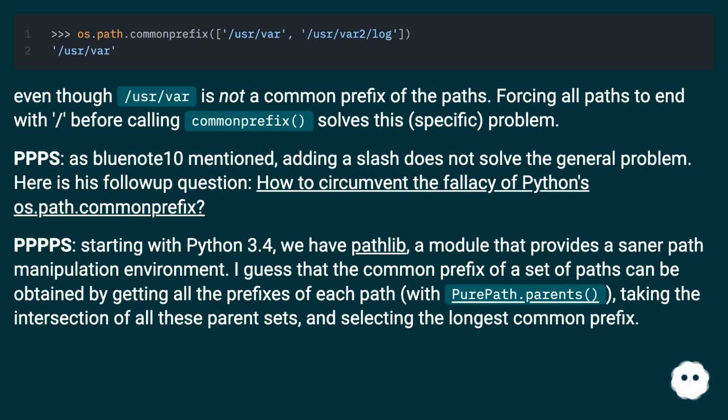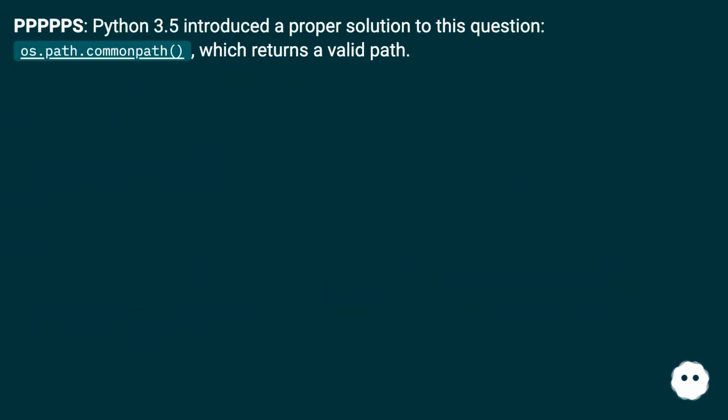PPPS, starting with Python 3.4, we have pathlib, a module that provides a saner path manipulation environment. I guess that the common prefix of a set of paths can be obtained by getting all the prefixes of each path with PurePath.parents, taking the intersection of all these parent sets, and selecting the longest common prefix. PPPPS, Python 3.5 introduced a proper solution to this question, os.path.commonpath, which returns a valid path.